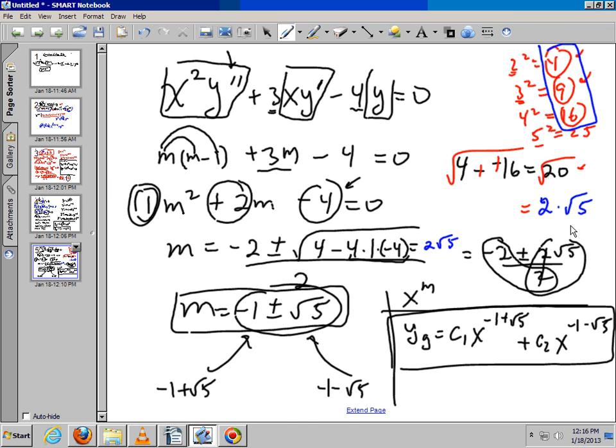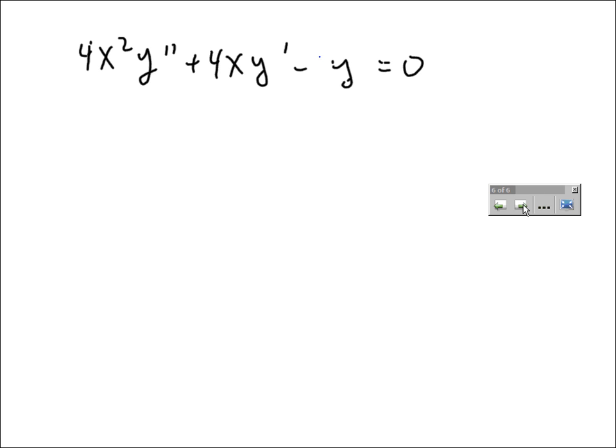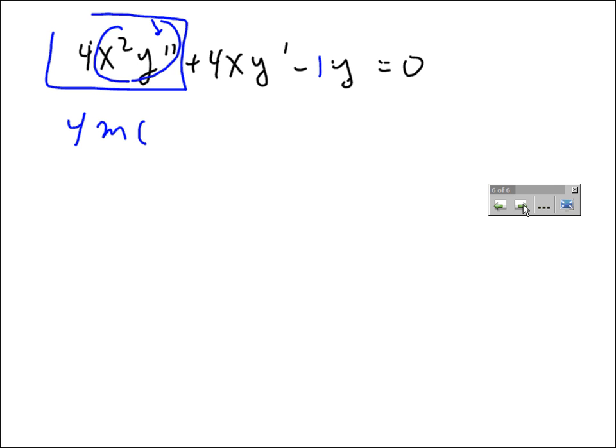Okay, let's try another one. Suppose you have 4x squared y double prime plus 4x y prime minus y is 0. Let's remember there's a 1 here. Now this is in standard form, the Cauchy Euler equation. With respect to the first term, we kind of ignore the x squared. That is, we write down 4. And since that's second derivative, we write down 2 numbers, m and the number before.